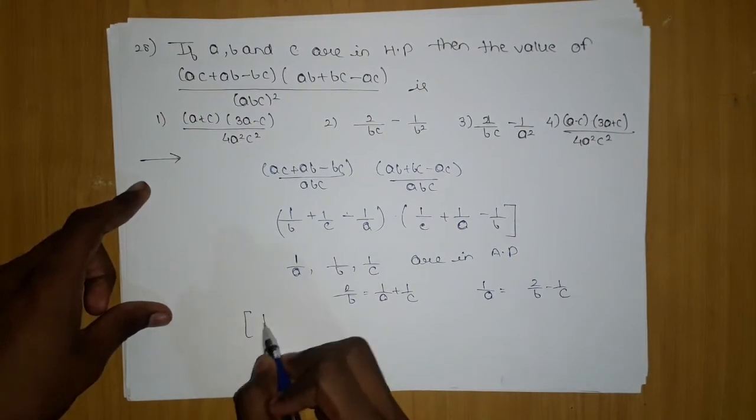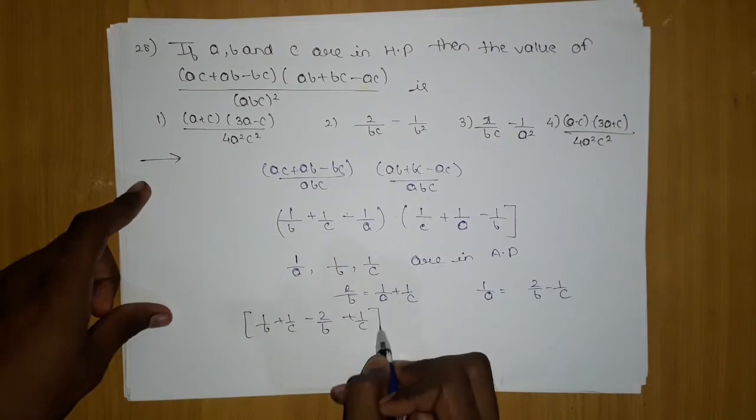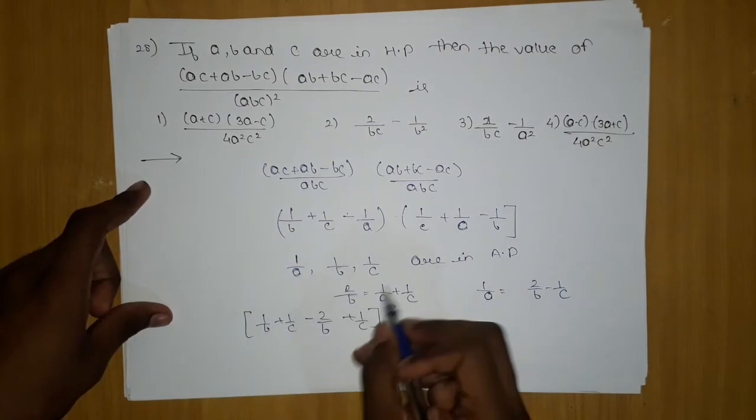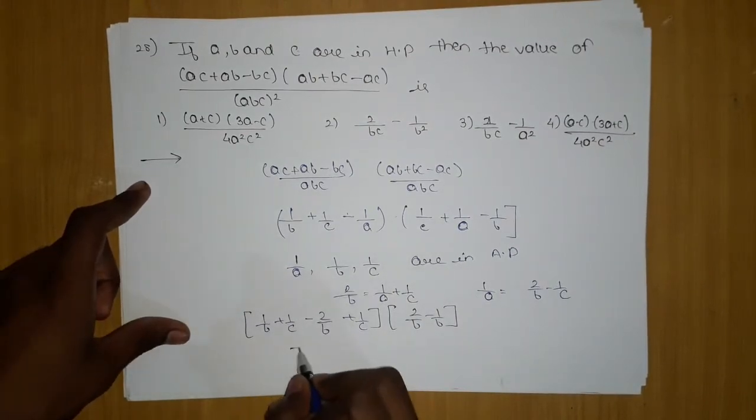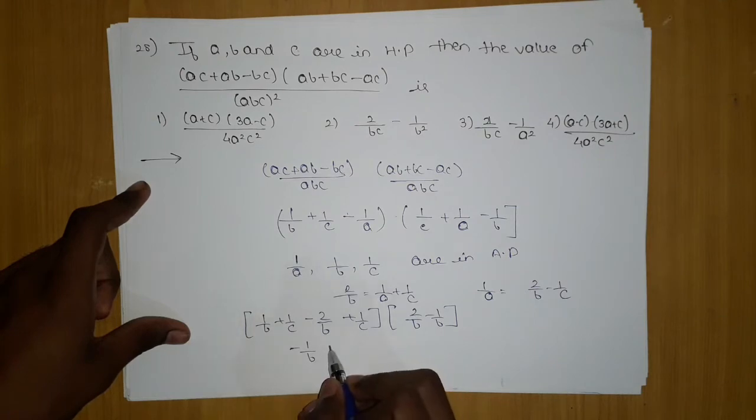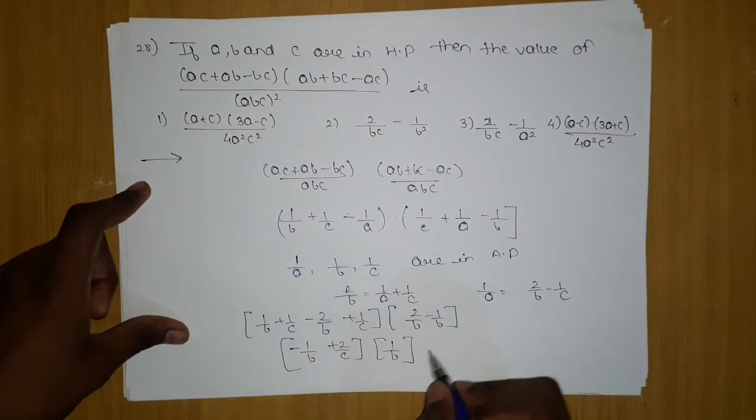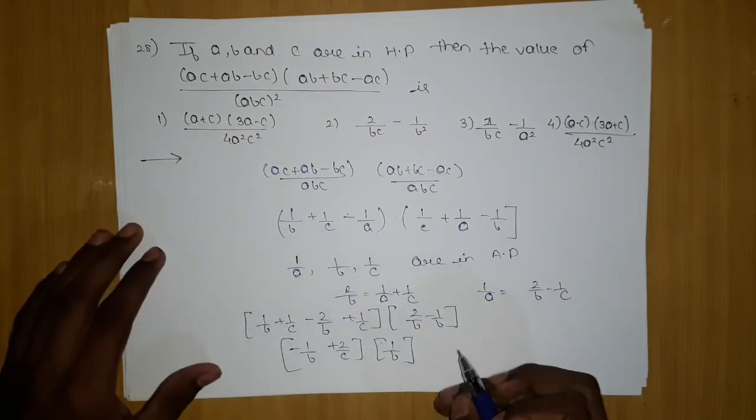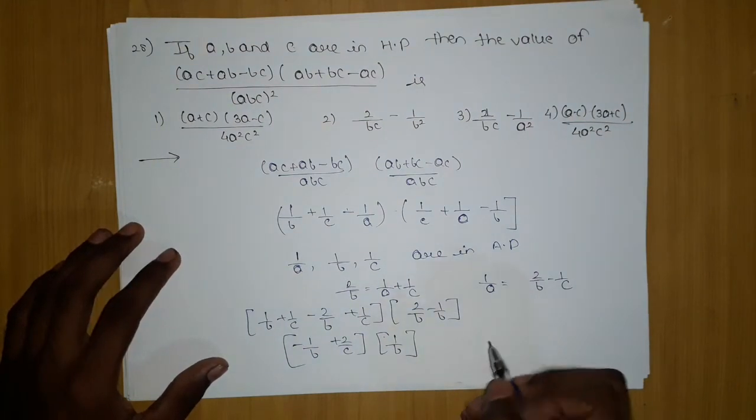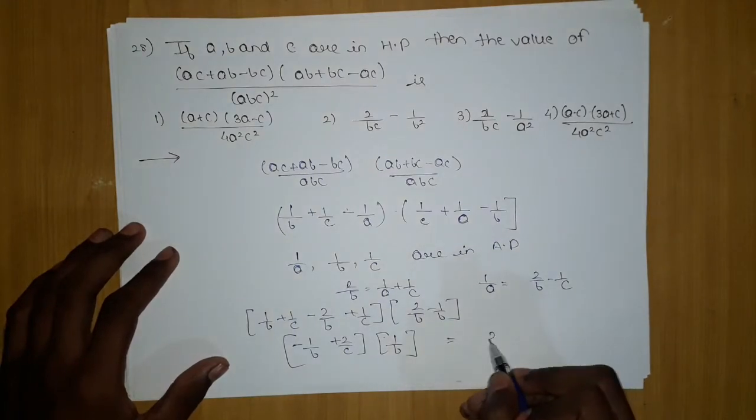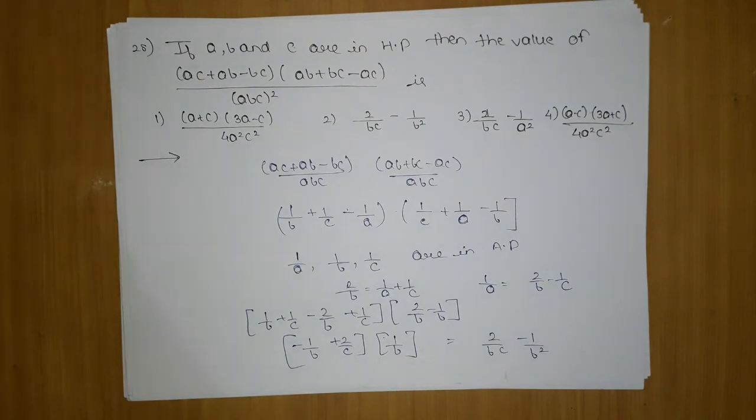Now let's substitute the value: 1 by B plus 1 by C minus 2 by B plus 1 by C. I have substituted my 1 by A value, and here 1 by C plus 1 by C is nothing but 2 by B minus 1 by B. So here minus 1 upon B will remain, and this will be 2 by C, and this will be nothing but 1 by B. So I will cross multiply, or I should not multiply, I can see the options. I don't need to multiply. 2 upon BC minus 1 upon B square. Okay, so I got this.